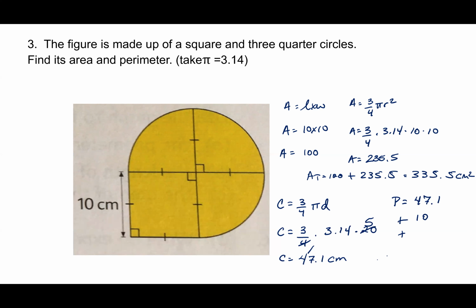And you got, my pen is acting really slow. I can't keep up with how I'm writing. That the perimeter equals 67.1 centimeters. Nice job. Yay. Yeah, awesome.